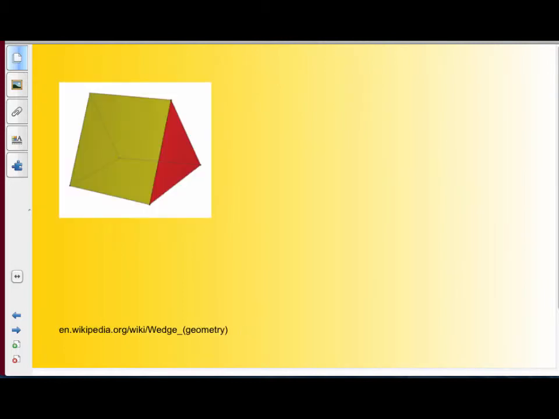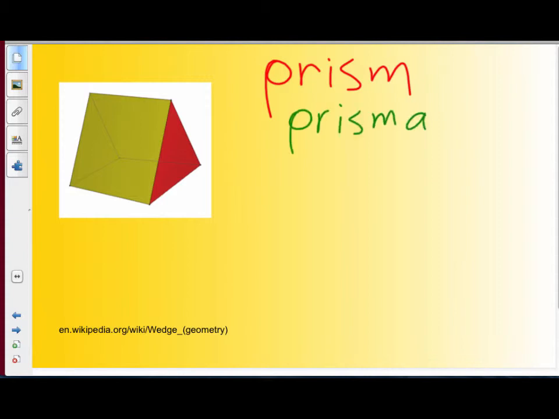Right, here we have what we call a prism. This is a prism, and a prism actually has a distinct meaning. And I'll just tell you what that is. It's fascinating, actually. It comes from the Greek word prisma. Do you know what that means? Maybe you could look it up. It literally means sawed through.